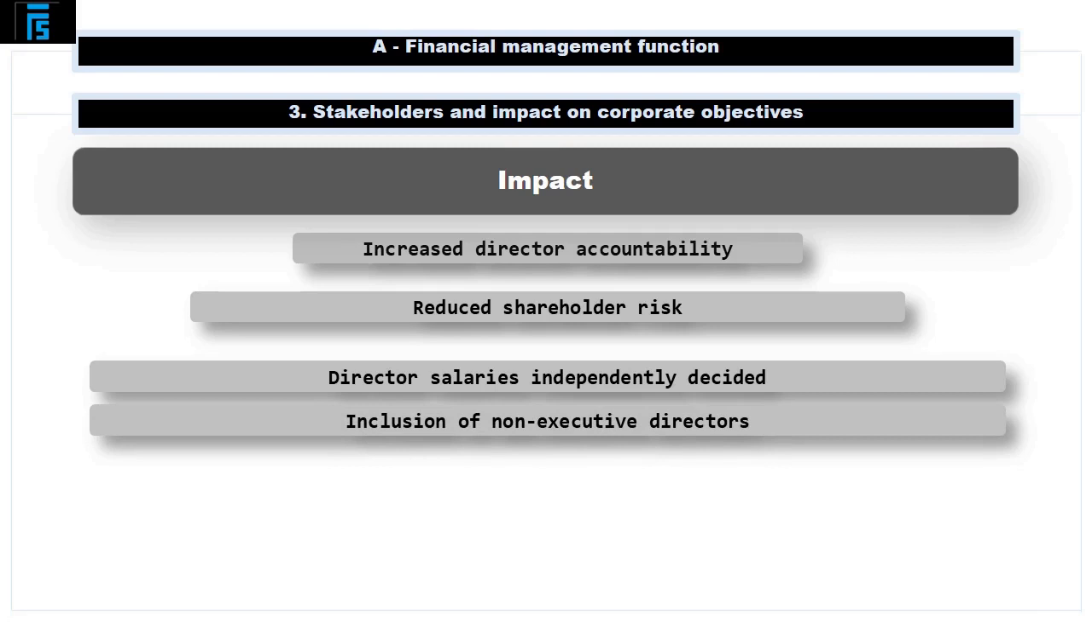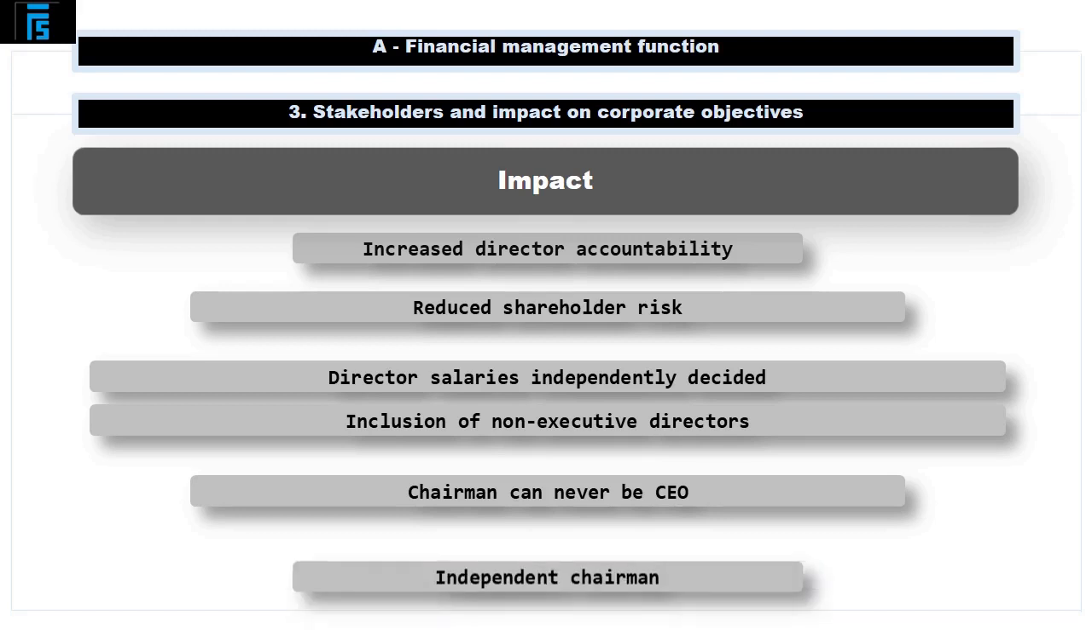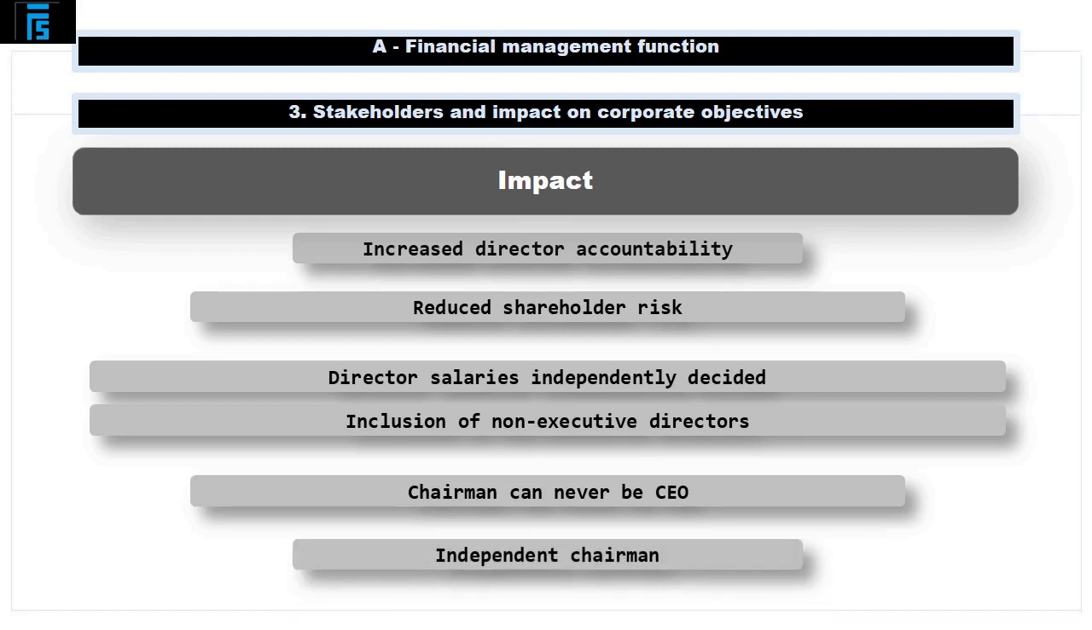These codes ensure a more balanced board of directors by having non-executive directors who are independent and not involved in the daily operations of the organization. The chairman of the board of directors can never be the CEO. These roles are separate. The chairman should be independent when they are appointed.